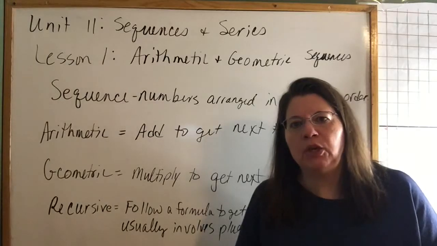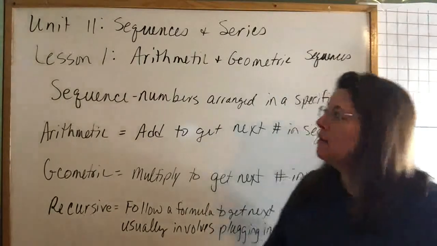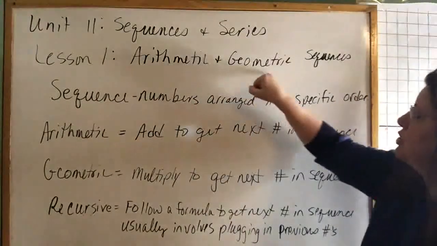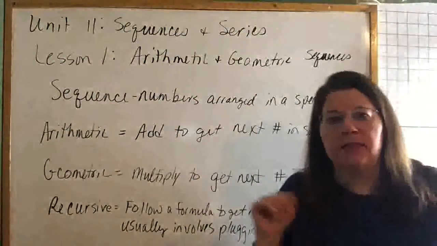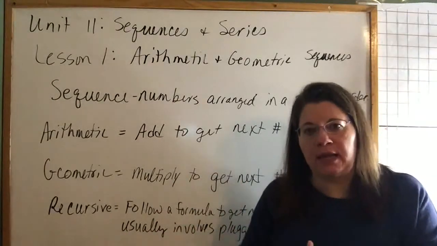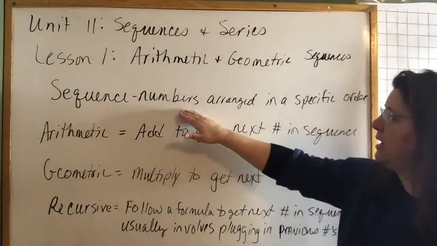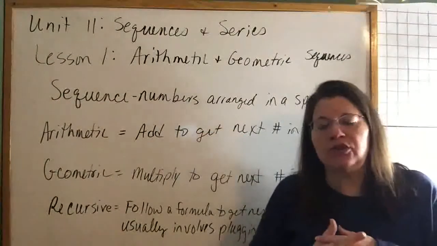Today we're going to begin Unit 11 on sequences and series. And in Lesson 1, we're talking about arithmetic and geometric sequences and the difference between the two, and how to find the next few terms in an arithmetic or geometric sequence. Basically, a sequence is a list of numbers that are arranged in a specific order.